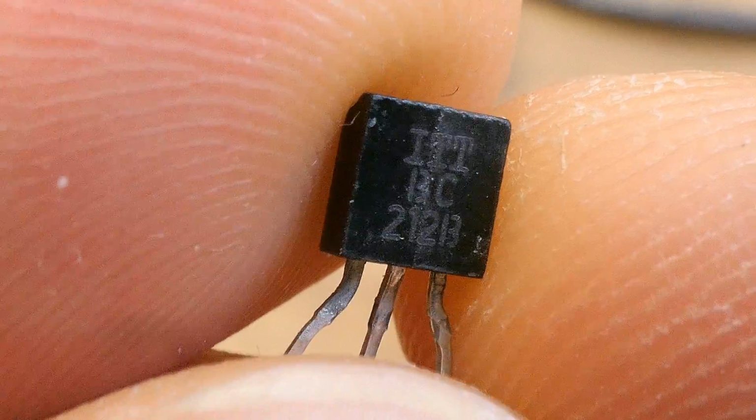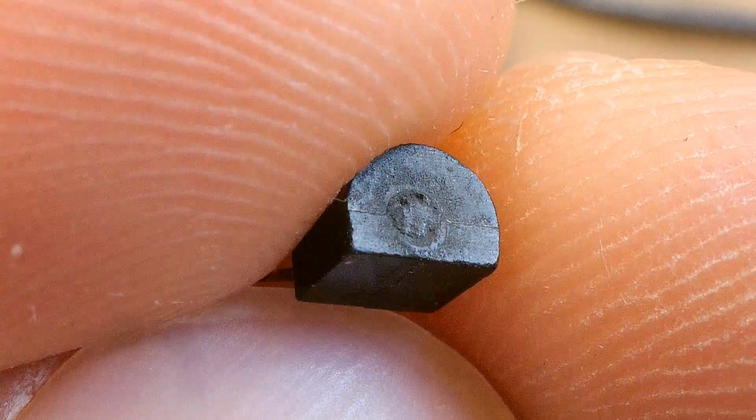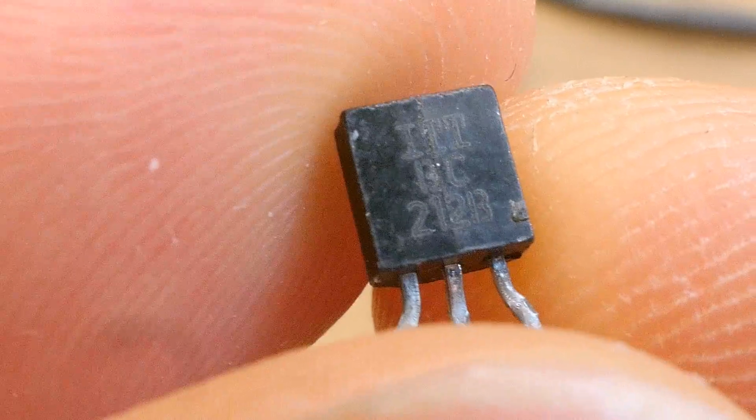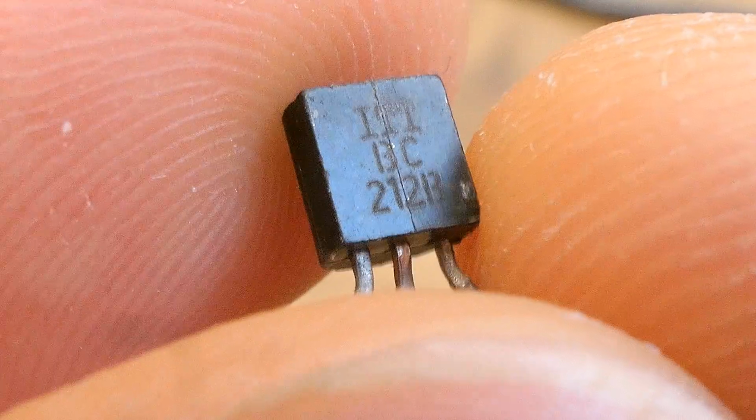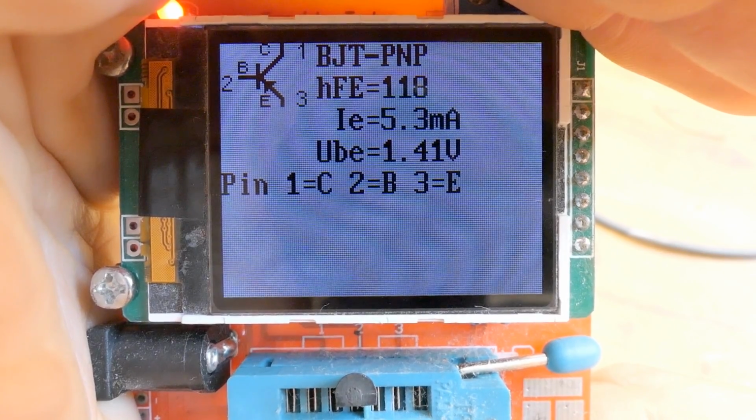This is weird because when a transistor is cracked, it typically means that the internals are completely blown apart. But how is this one still working partially? This is definitely a very weird transistor failure.